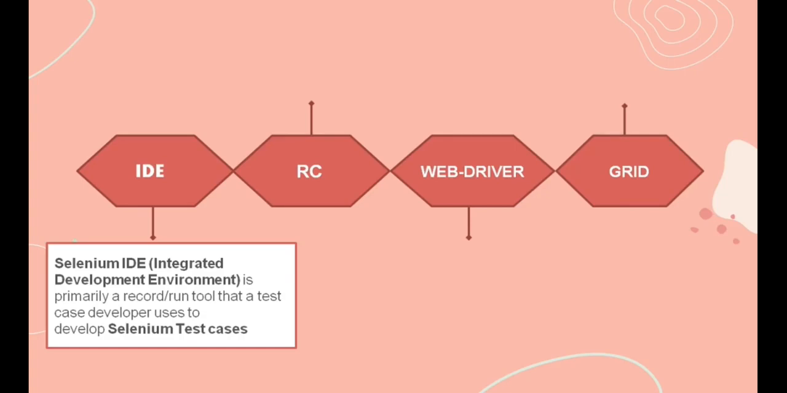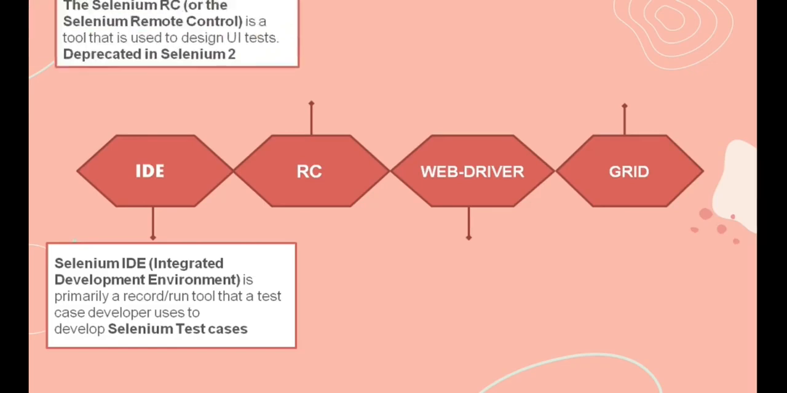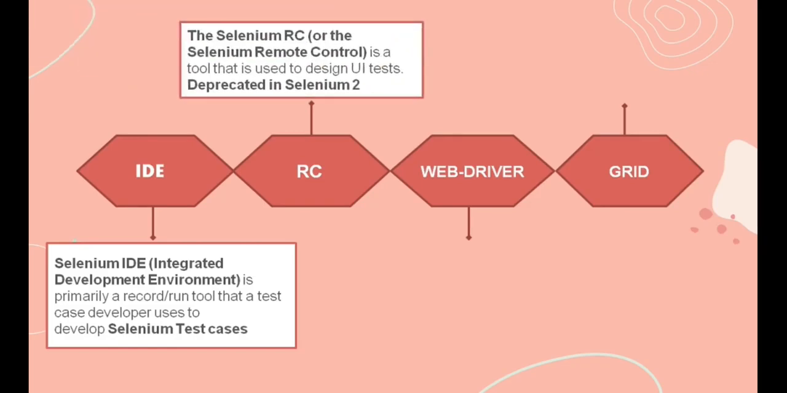Then the next component is RC, that is Selenium Remote Control. It is used to write web application tests in different programming languages. It interacts with the browser with the help of the RC server, through which we can interact with the web browser. But this RC server got deprecated in Selenium version 2 and was replaced by WebDriver in Selenium version 3. We will discuss why that happened.